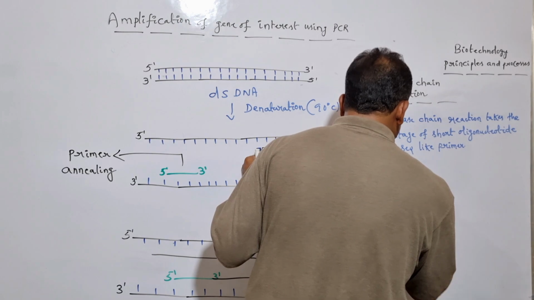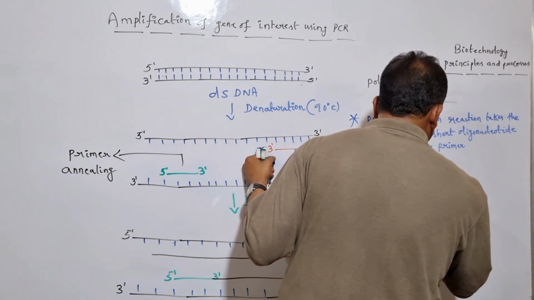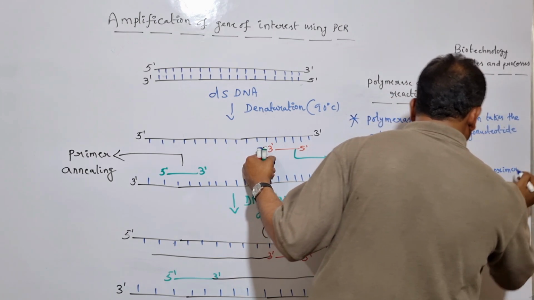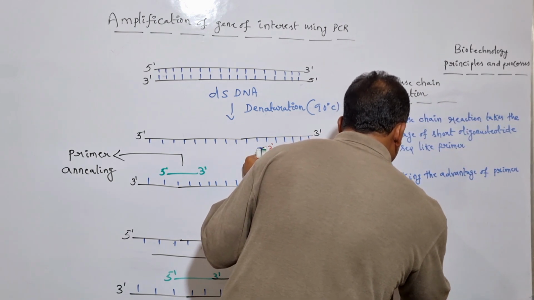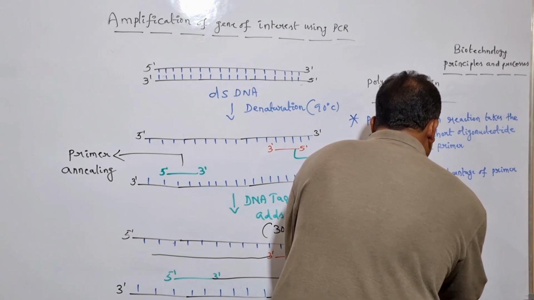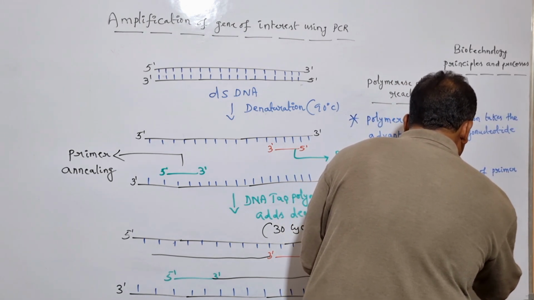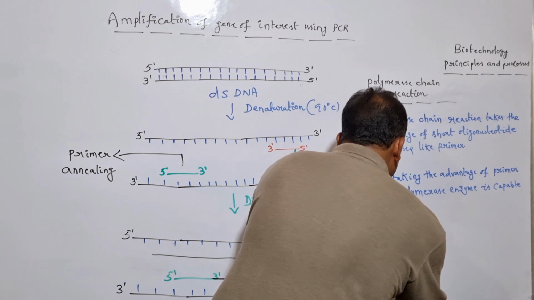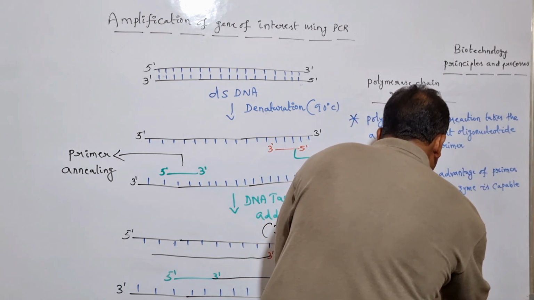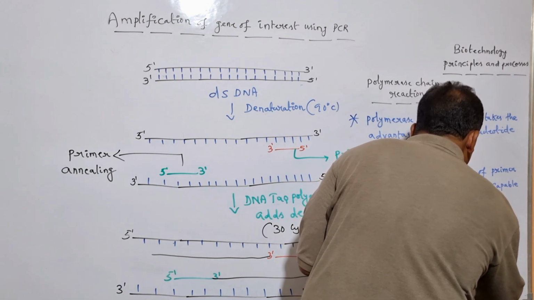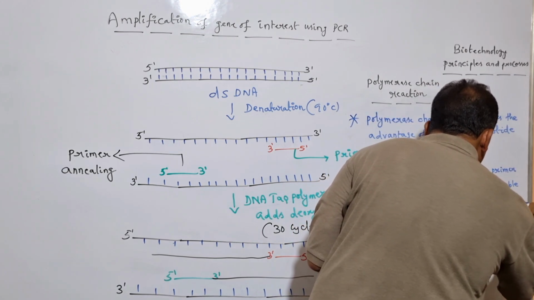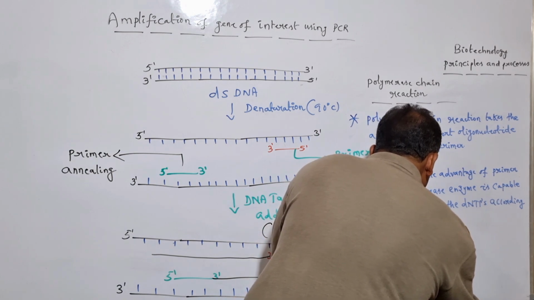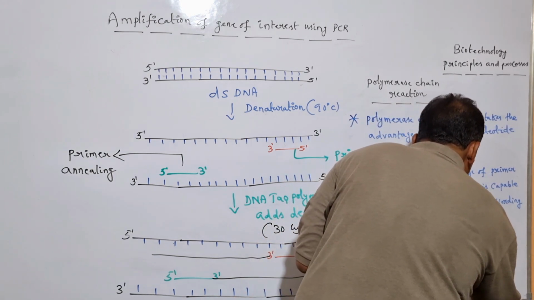So by taking the advantage of primer, Taq polymerase enzyme is capable to incorporate the dNTPs according to the information in template DNA. Right?